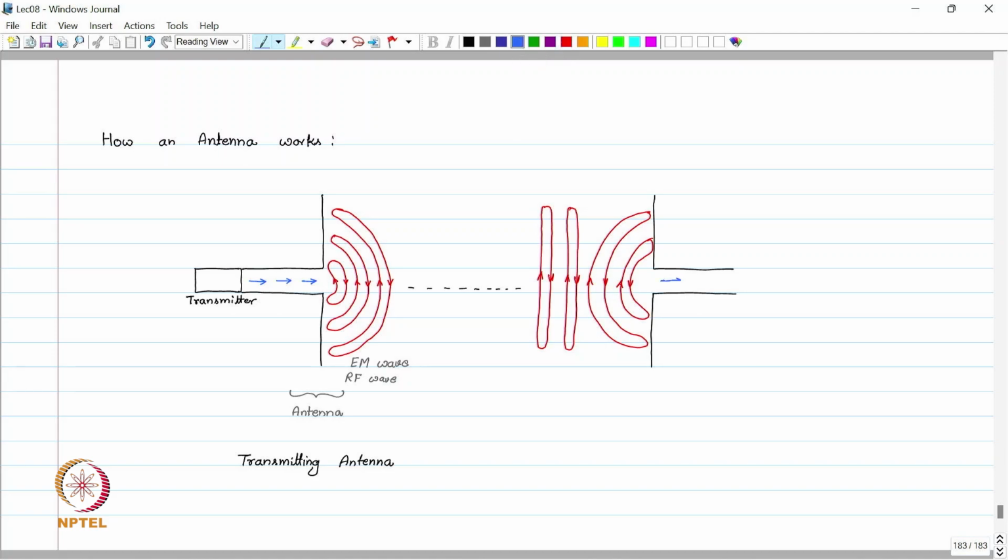These waves, when they arrive on the antenna, lead to an electrical signal which is shown here in blue, and this wave can be detected by an external electronic circuit. This is a similar antenna, but now this antenna is acting as the receiver.